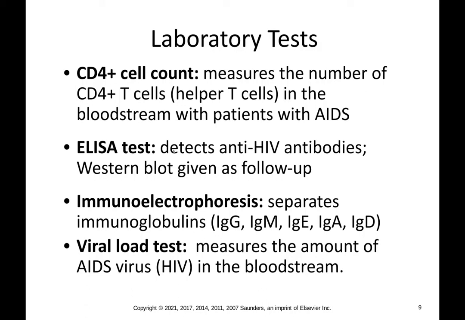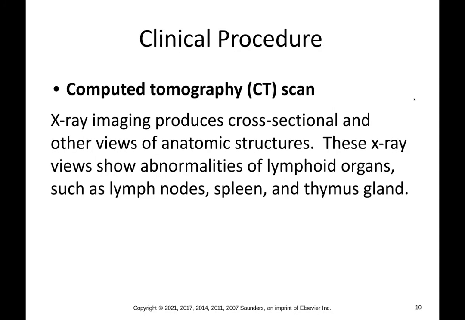Immunoelectrophoresis separates the immunoglobulins, which are IgG, IgM, IgE, IgA, and IgD. And then a viral load test measures the amount of AIDS virus, or HIV, in the bloodstream. A clinical procedure that's often performed on the lymph is a CT scan, or computed tomography. This is X-ray imaging that produces cross-sectional and other views of anatomic structures. These X-ray views show abnormalities of lymphoid organs such as lymph nodes, spleen, and thymus gland.